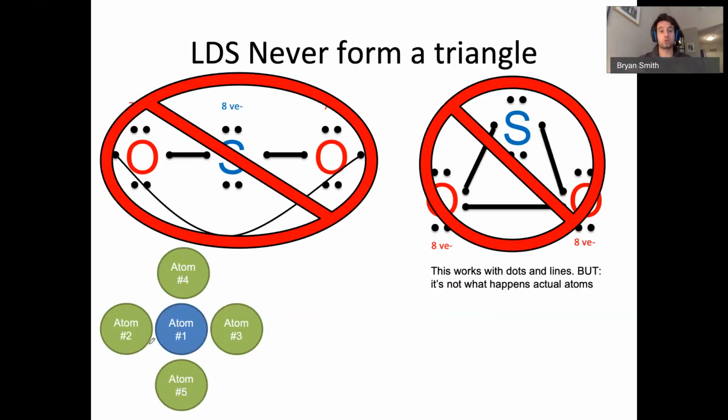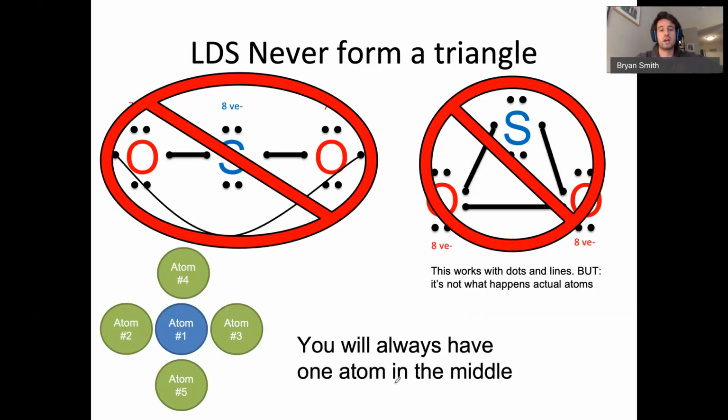This is always true. The idea is you always have one atom in the middle, and then depending on how many you have, you can put them on either side first, and then top and bottom second, or top and bottom first and side to side second. But the bottom line is you always have one atom in the middle. So in SO2's case, you couldn't just draw a triangle because that's not what we see actually happens. You'll always have one atom in the middle.